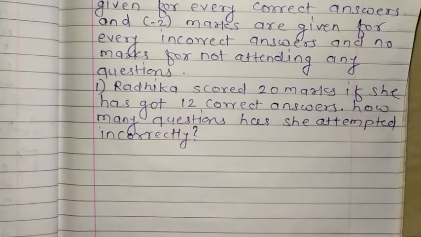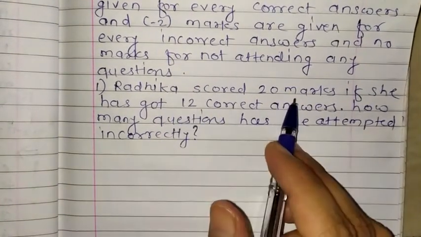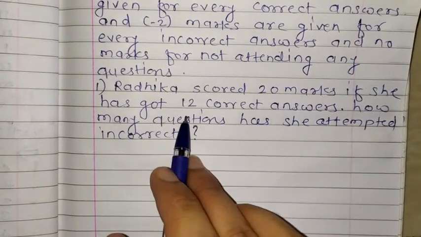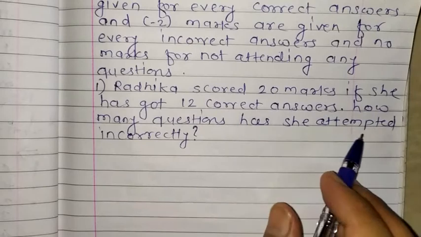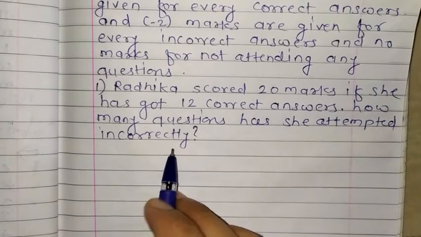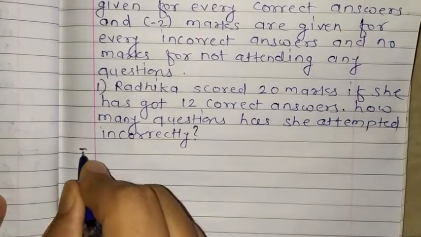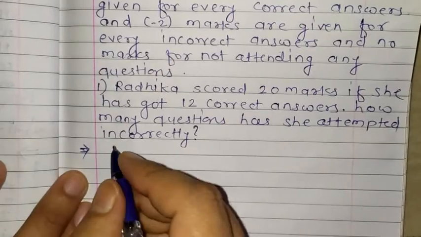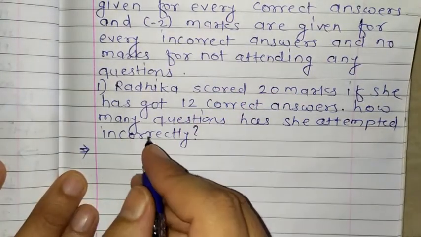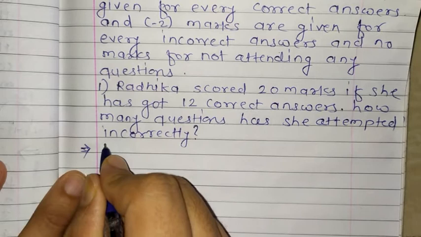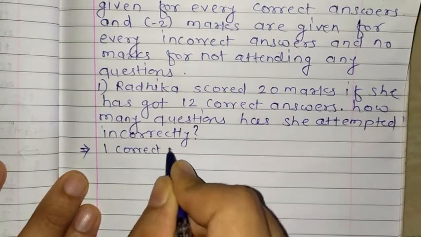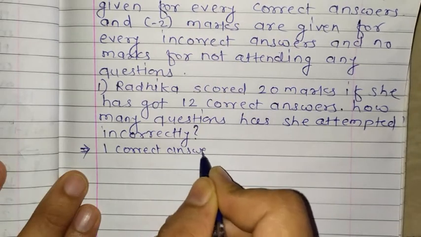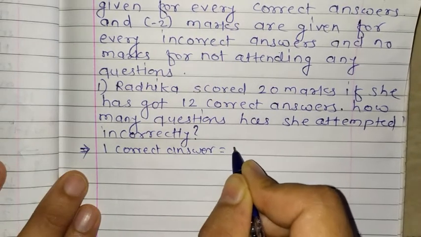The first part: Radhika scored 20 marks if she got 12 correct answers. So how many questions has she attempted incorrectly? First, we note down the given information here: plus 3 marks for every correct answer. So you can write here, 1 correct answer equals plus 3 marks.